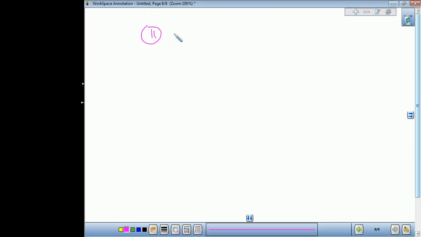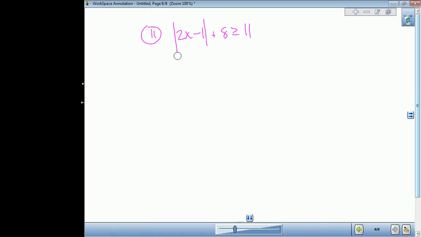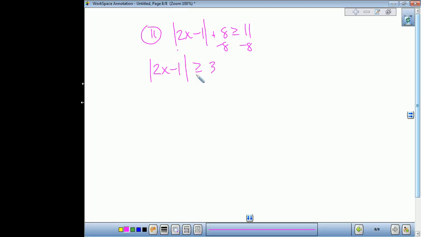Number 11. The absolute value of 2x minus 1 plus 8 is greater than or equal to 11. The first thing we do is subtract 8 from both sides. So now we have isolated our absolute value. Greater than ends up being an or. So when we split it, we have 2x minus 1 is greater than or equal to 3. Or 2x minus 1 is less than or equal to negative 3.